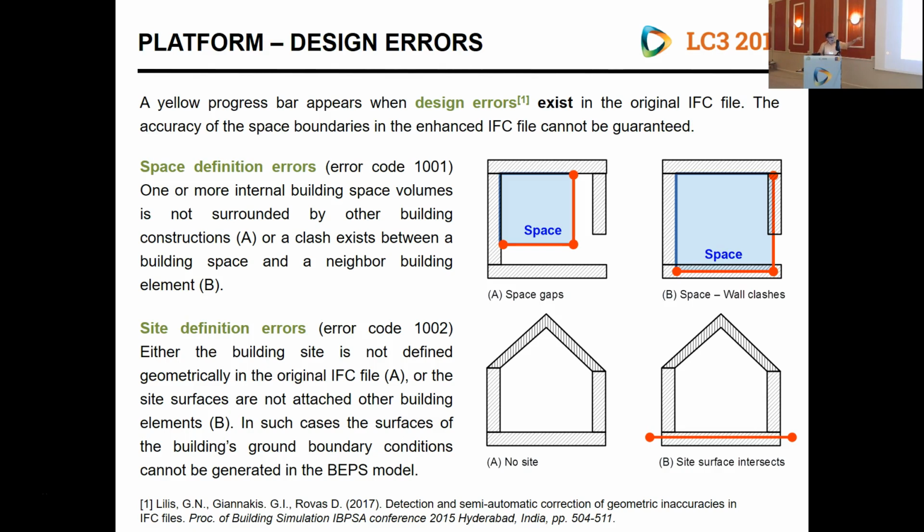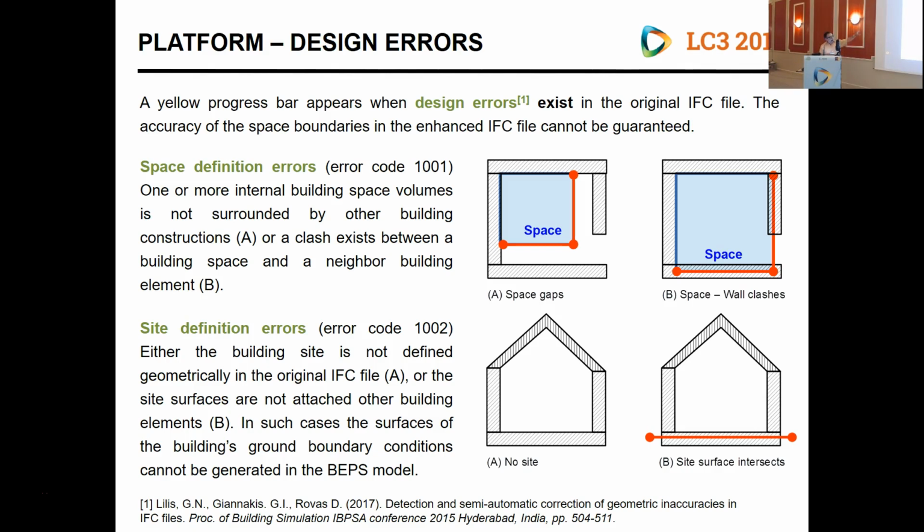The second category of errors are site errors, and the platform shows them with the error code 1002. Essentially, here either the site geometric representation is missing from the IFC file, or it is not correct, and the site geometric representation intersects the building architectural geometric component. In both cases there is an error, and it comes from the fact that there is no site surface attached to the building, so there is no way to model the ground boundary conditions of our building energy performance simulation model.